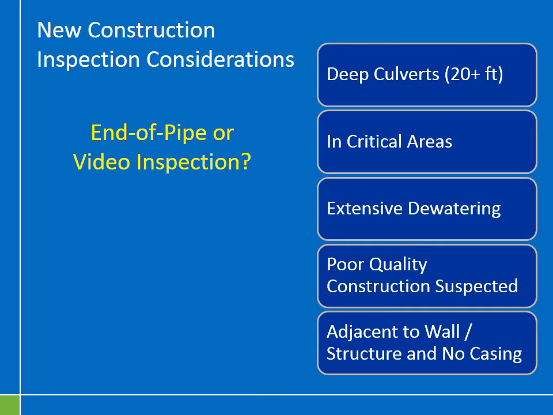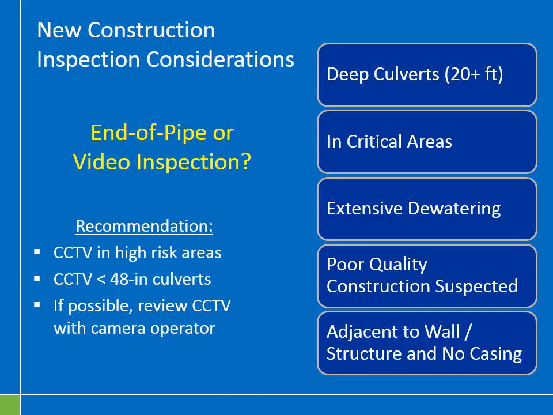Now, if you do an end of pipe inspection and you miss some sort of damage, and you don't have proof that it was something that was constructed poorly, you might have to spend a lot of money going back in and fixing that, 2-3 years after construction. So you might have to deal with a lot of excavation to deal with that damage. So our recommendation is CCTV areas that have high risk.